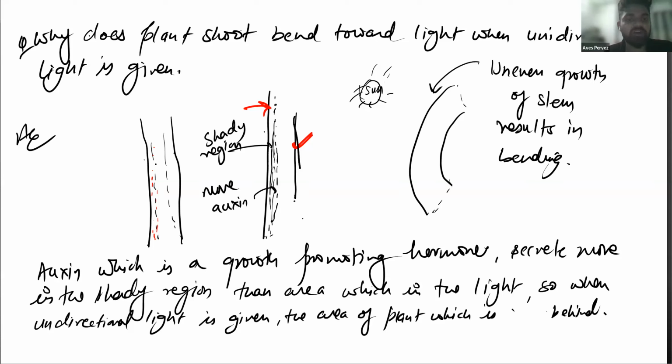This region grows at a faster rate, the backward region will grow at a faster rate, and when this region grows at a faster rate, it curves this way. This has more length and this has a smaller length. So auxin, which is a growth promoting hormone, is secreted more in the shady region than in the area which is in the light. So when unidirectional light is given, the area of the plant which is the shady region will grow. Note it down till here.